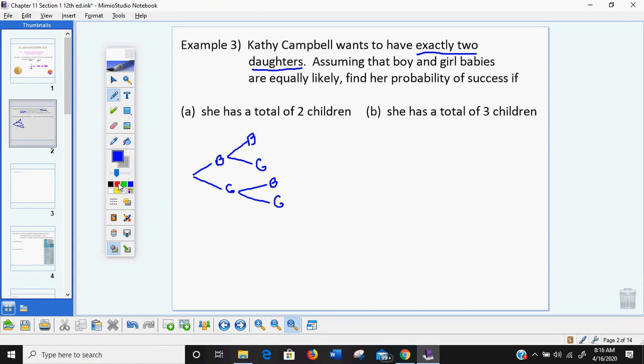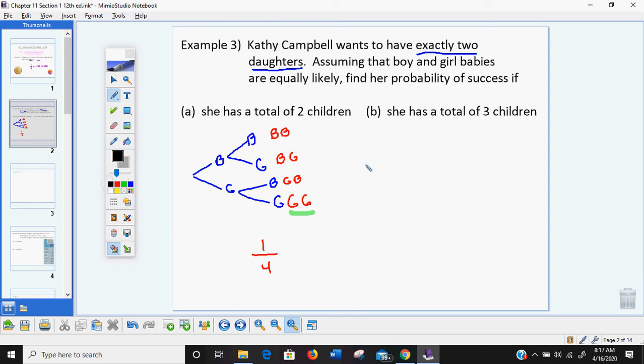So let's talk about what happened here. She could have 2 boys. Okay. She could have a boy first, then a girl, if you follow the tree. She could have a girl, then a boy. Or she could have a girl and then another girl. So there's 4 total options. We're going to put 4 on bottom. Okay. There's 4 total options, but how many times was it exactly 2 girls? Only one time. Only one time did we end up with exactly 2 girls. So for part A, the probability is 1/4.